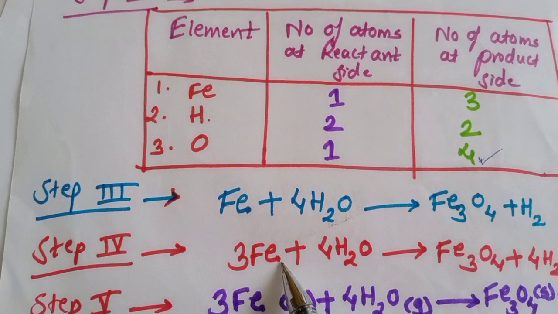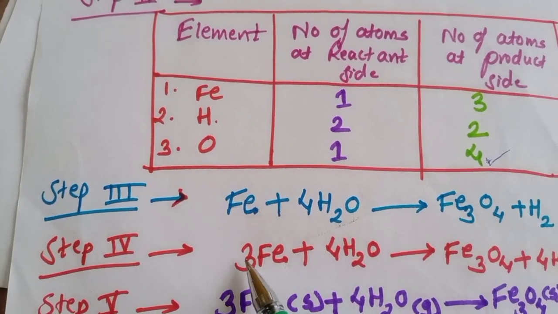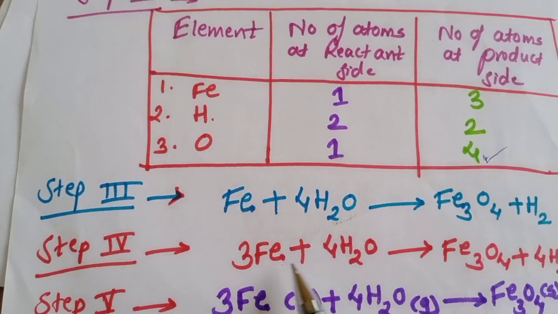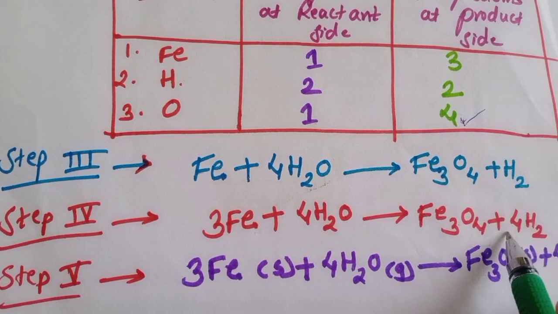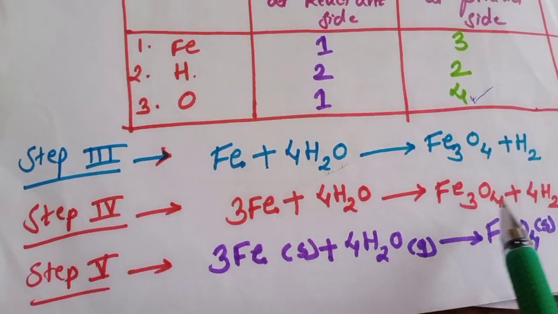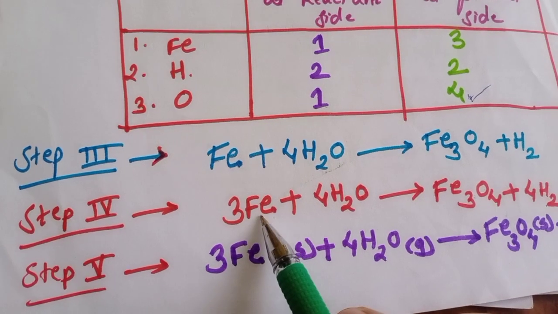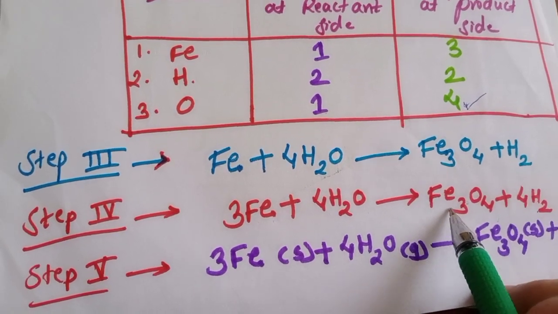Don't write it at the base here. That is not the correct method of writing. You have to write 3 Fe plus 4 H2O gives Fe3O4 plus H2. Now check whether the reaction is balanced. So on the LHS we are having 3 iron atoms, on the RHS we are having 3. Yeah, it's balanced.